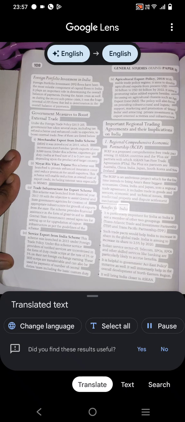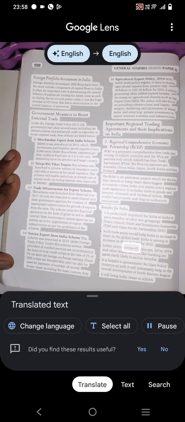Benefits for India. It is particularly important for India as India is not a member of other 2 groupings, Transatlantic Trade and Investment Partnership, TTIP, and Trans-Pacific Partnership, TPP. Such trade pacts would help India to increase its share in the global trade. India is aiming to increase its share to 3.5% by 2020.